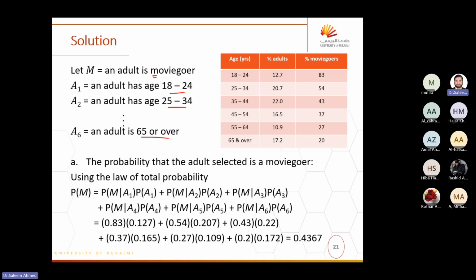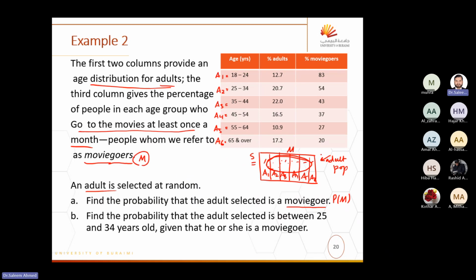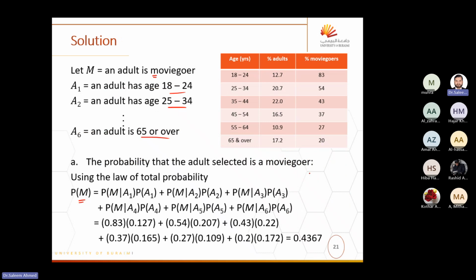So now probability of M, because I have 6 mutually exclusive and exhaustive events, so I will condition M on all of these. M given A1, M given A2, M given A3, and so on. Okay, so here M given A1 into A1, M given A2 into A2, M given A3 into A3, and so on, 4, 5, and up to 6, because I had 6 age groups.